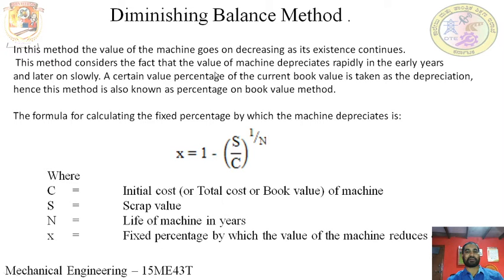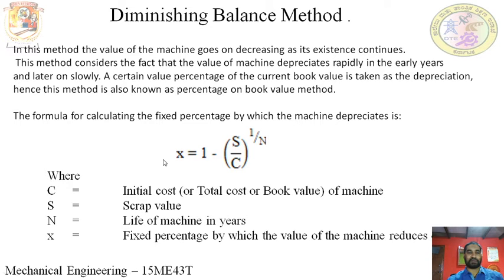This method considers the fact that the value of the machine depreciates rapidly in the earlier years, and later on slowly. A certain percentage calculated on the current book value is taken as depreciation. Hence, this method is also known as the percentage on book value method. The depreciation amount collected is much greater in earlier years and keeps on decreasing in later years. A fixed percentage is calculated on the book value, so it decreases year by year.